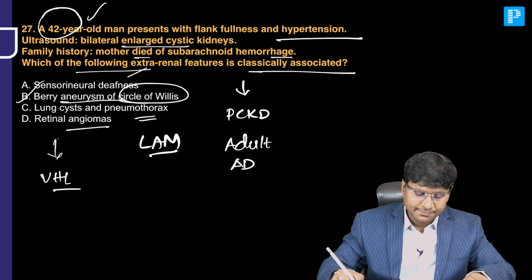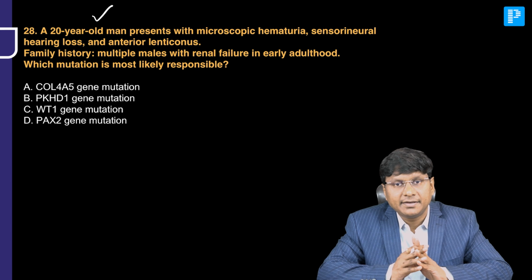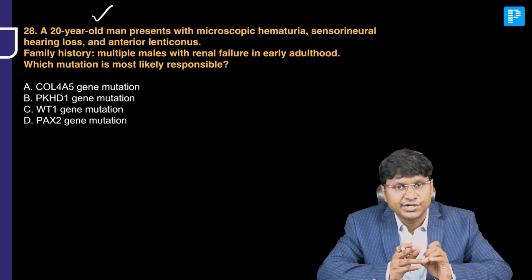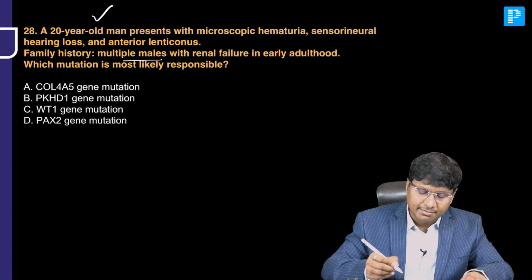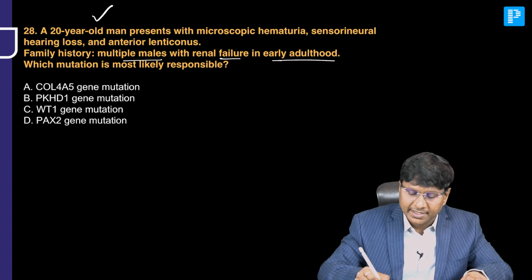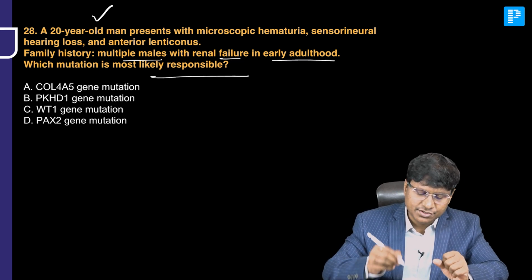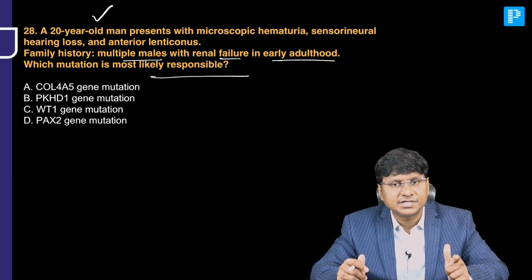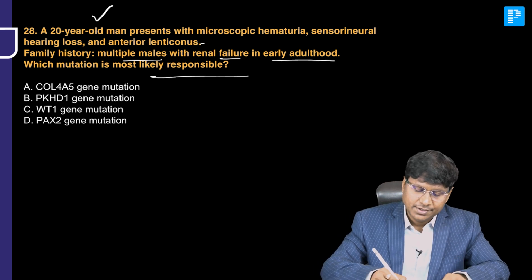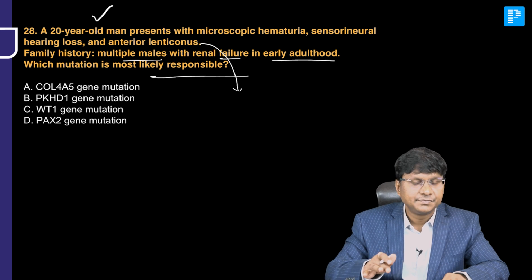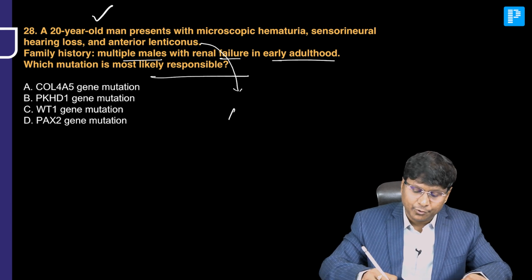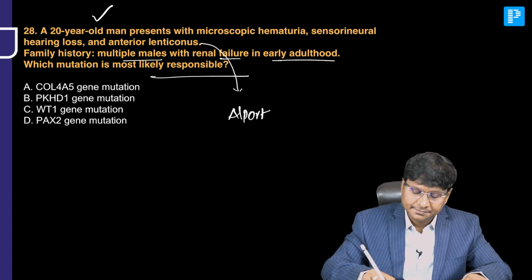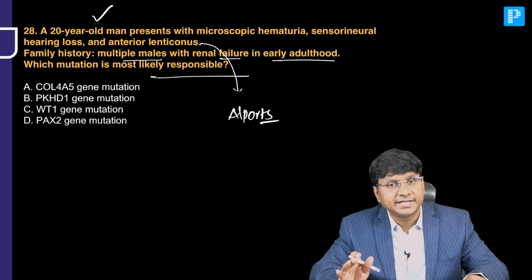And the next question. We have a 20-year-old man presenting with microscopic hematuria, sensory neural hearing loss. There is anterior lenticonus. Family history: there are multiple males with renal failure in early adulthood. Which mutation is most likely responsible? So there is microscopic hematuria, sensory neural hearing loss and anterior lenticonus. All these are the points which are suggestive of Alport syndrome.